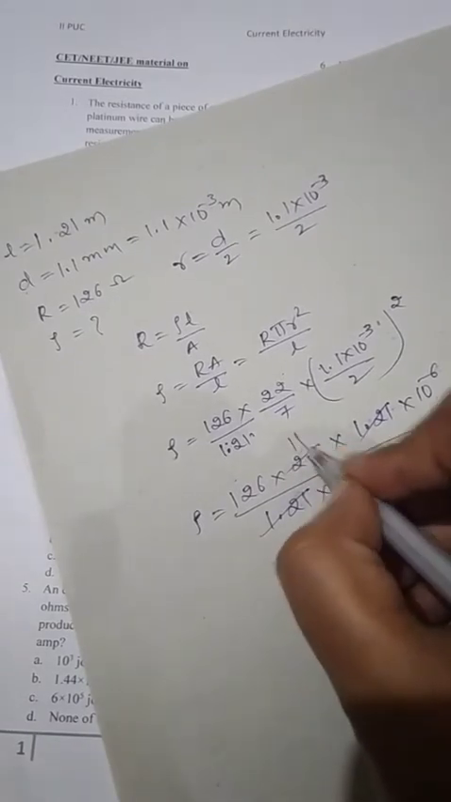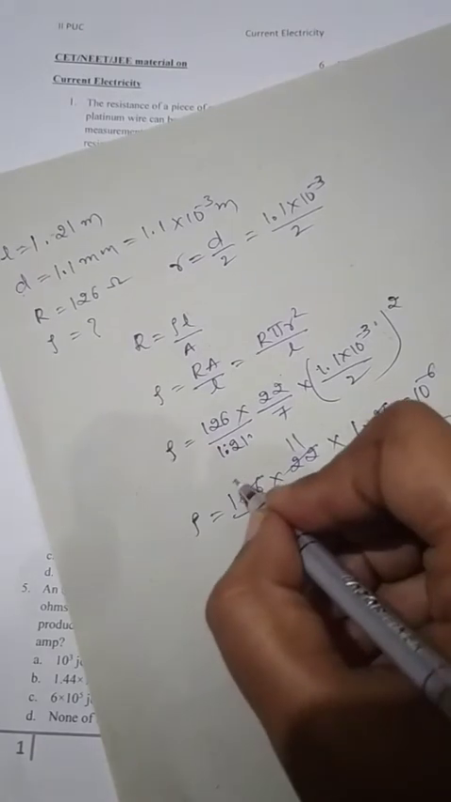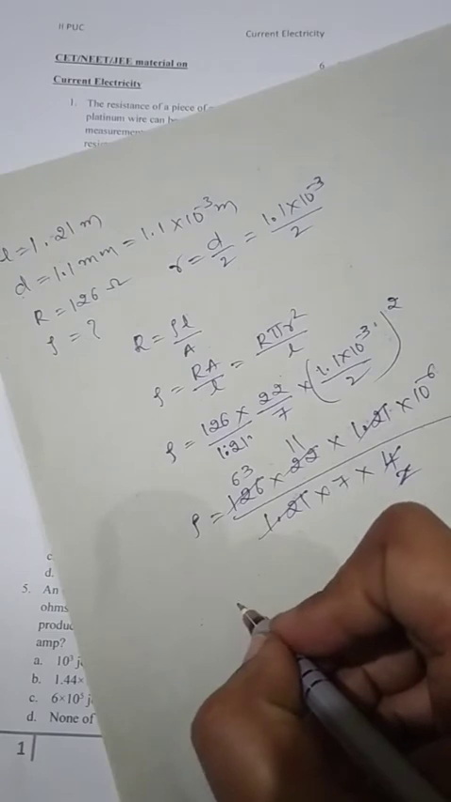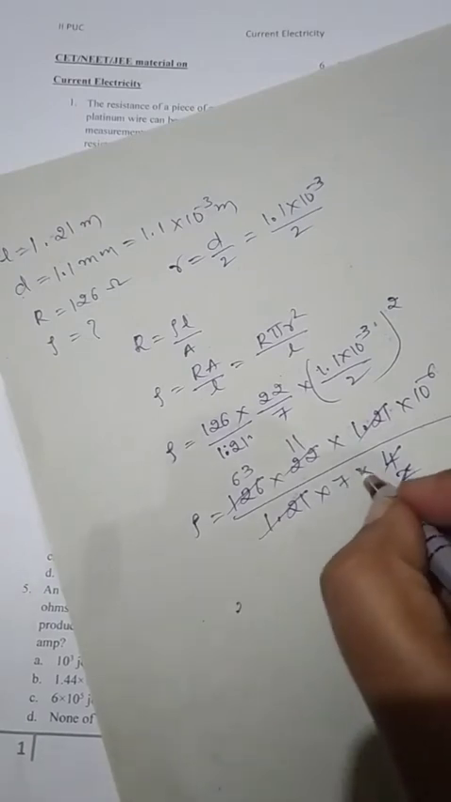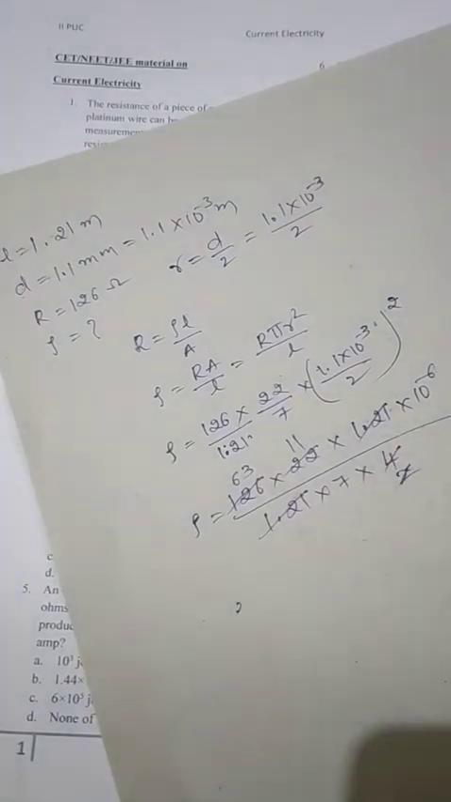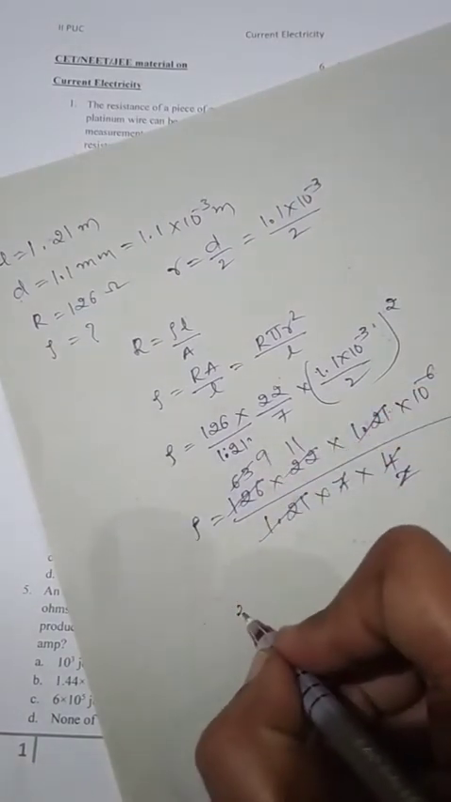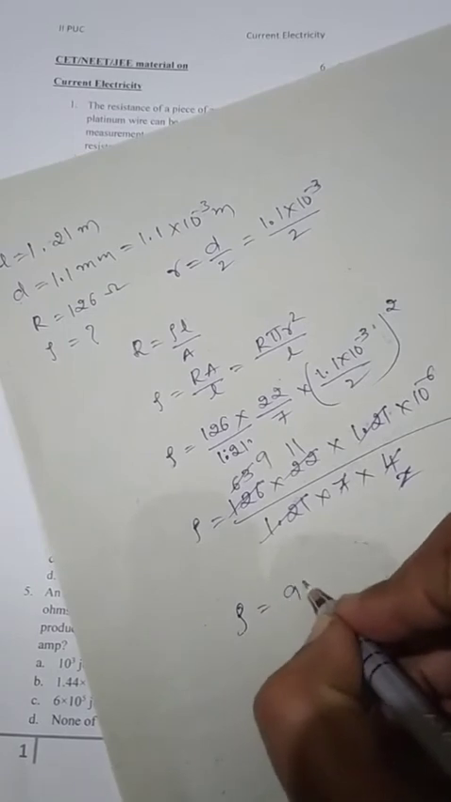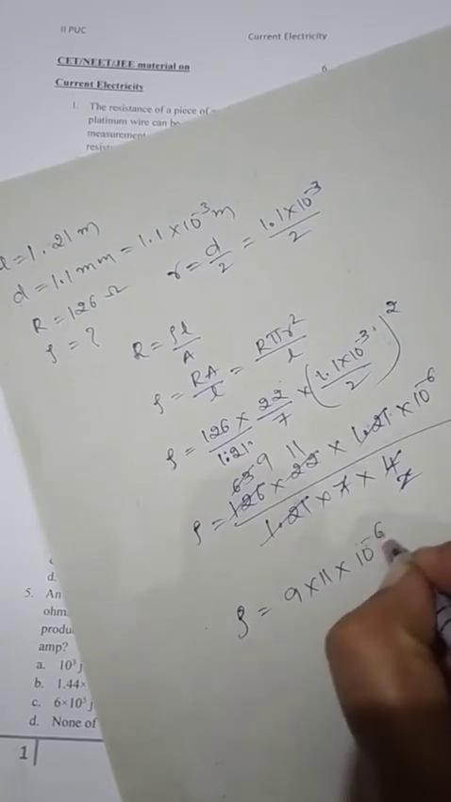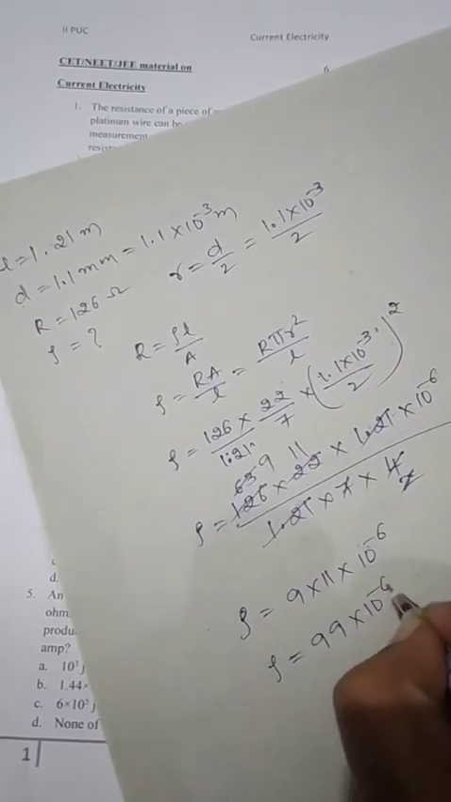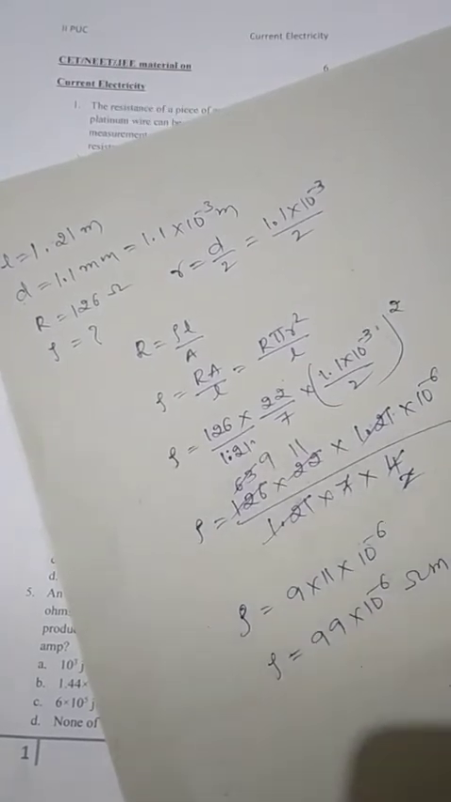2 2s are 4... 2 6s are 12, 2 3s are 6. 63 should be cancelled by 7. 9 times 9s are... rho should be equal to 9 into 11 into 10 power minus 6. So, rho should be equal to 9 11s are 99 into 10 power minus 6 ohm meter.